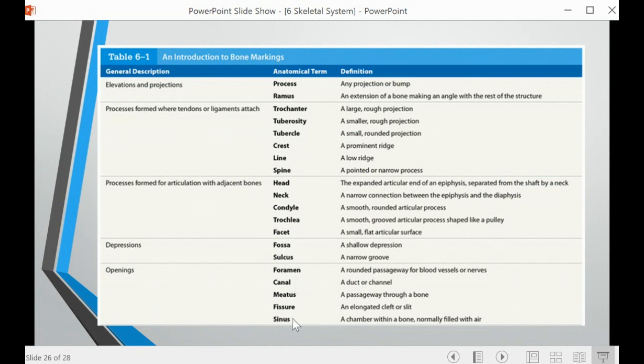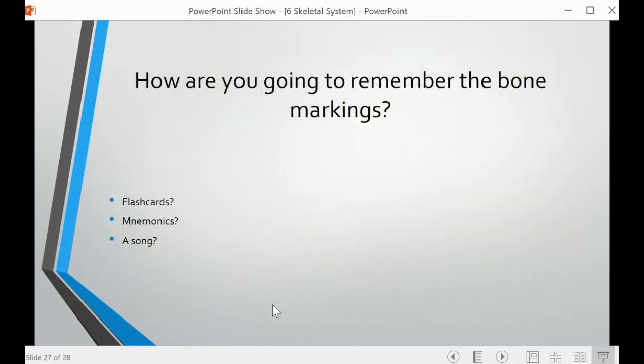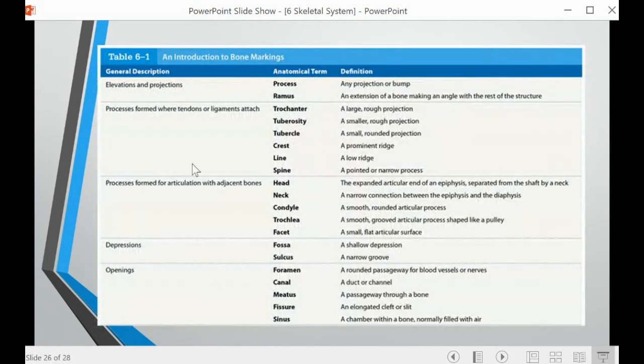So the key here is that you would know whether it's an opening, a depression, formed for articulation, for tendons and ligaments to attach, or for elevations and projections. So what is the reason that it has it? How are you going to remember those bone markings? Well, you could make some flashcards if you'd like. You could put the anatomical term and then the general description or the definition or both on there. Make your own flashcards. You could make some mnemonic devices, fun songs, or rhymes that would help you to remember all of that.